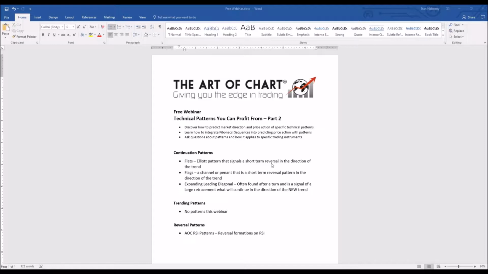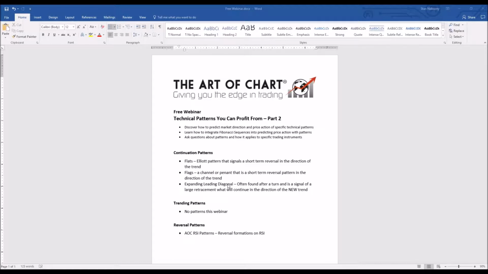So it's a pullback, and if you know how to recognize it, you can predict where it will end, and it will help you predict where you might be able to add or get long if you're day trading or whatever. Flags are a channel or a pennant, and basically it is a short-term reversal pattern in the direction of the main trend. And then there's also an expanding leading diagonal. Now, this is an important one.